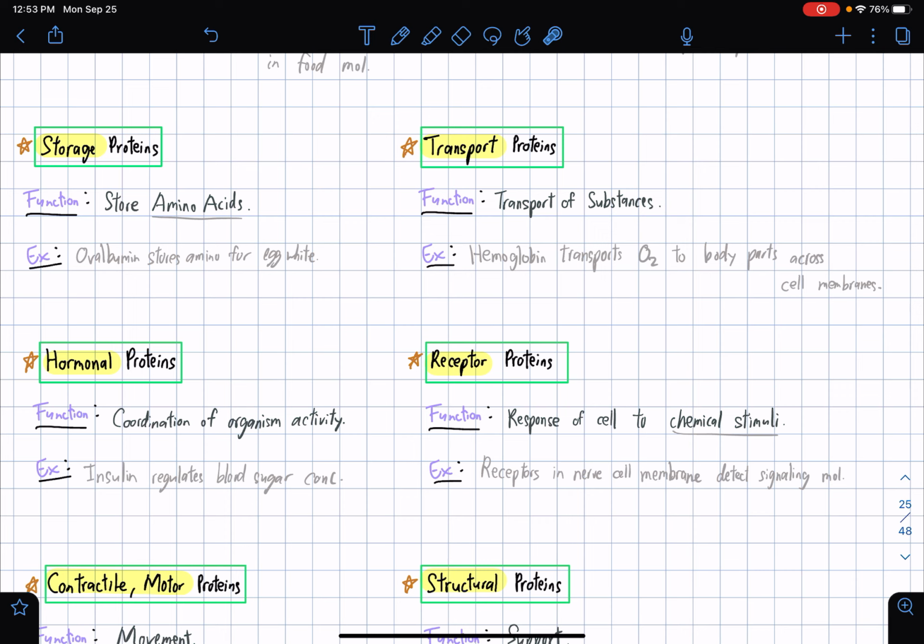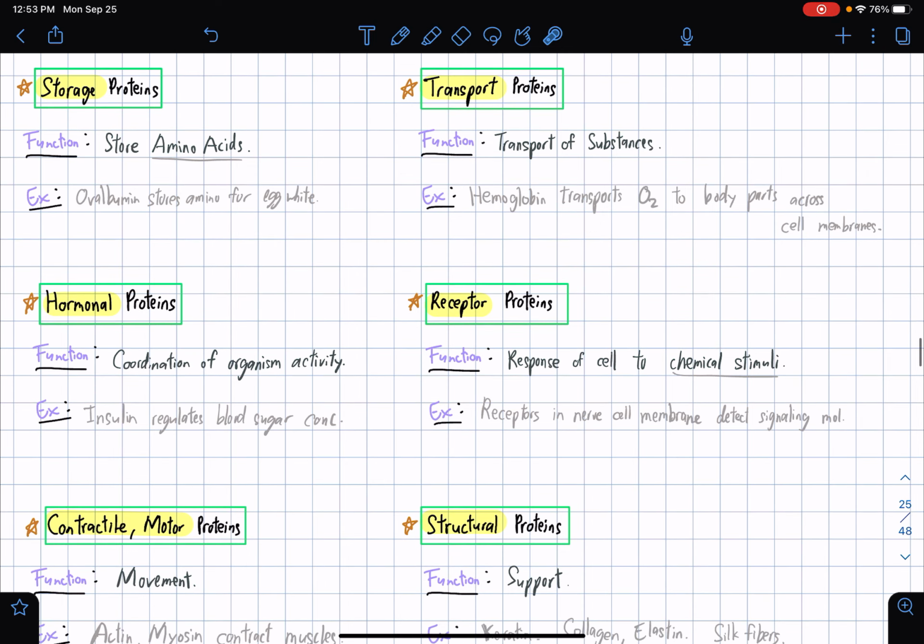And for transport proteins, this is basically the transport of substances. Proteins play a really important role in transporting molecules across a cell membrane, either by passive or active transport. More on that in the next videos to come. But yeah, hemoglobin transports oxygen to body parts across cell membranes. So oxygen is transported via passive transport. So yeah, more on that soon.